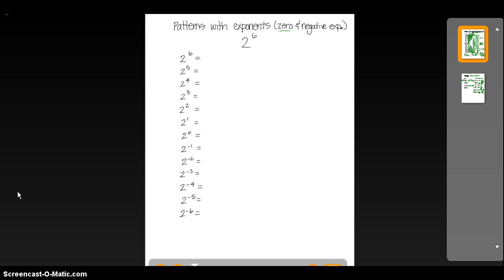And what I want to focus on is what happens when our exponents become 0 or when our exponents become negative. We should all be familiar with positive exponents. For instance, if I have the expression 2 to the 6th power, we should know that 2 is our base and 6 is our exponent. So 2 to the 6th power means I have 6 factors of 2 multiplied together. So the exponent tells me how many bases I multiply together.